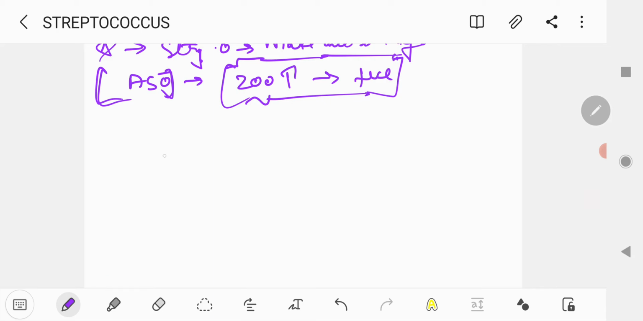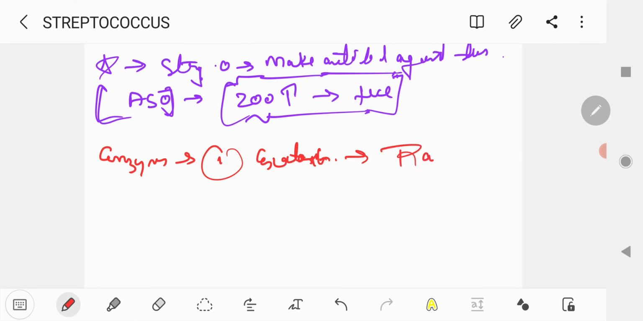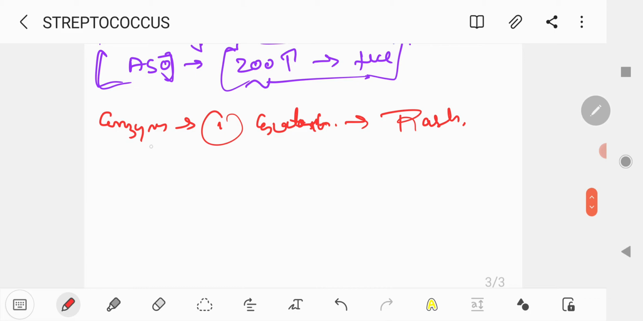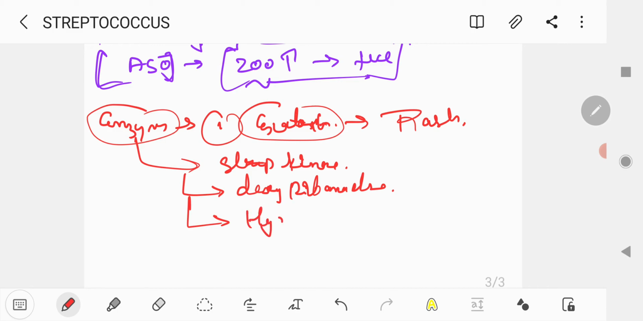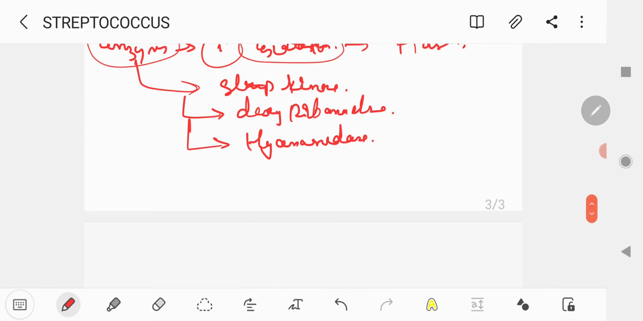Okay, so next point, enzymes. First is exotoxin. Enterotoxin is for food poisoning, and exotoxin promotes rash. Exotoxin is a type of toxin, it is not included in enzymes. In enzymes we have three types: streptokinase, deoxyribonuclease, and third is hyaluronidase. These are the three.